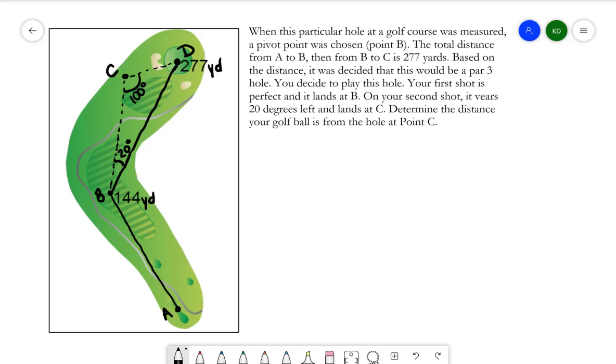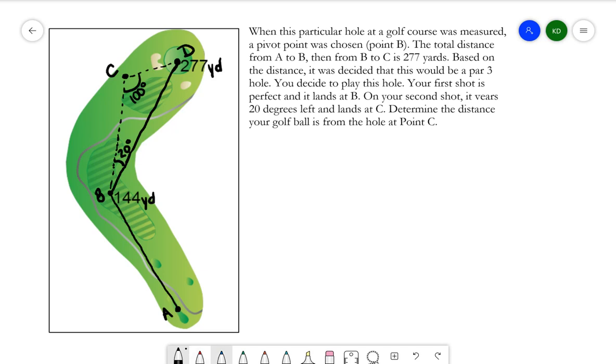When this particular hole at a golf course was measured, a pivot point was chosen at point B. The total distance from A to B, then from B to C, is 277 yards. Based on the distance, it was decided that this would be a par 3 hole. You decide to play it. Your first shot is perfect and it lands right at B. On your second shot, it veers 20 degrees left and lands at C. Determine the distance your golf ball is from the hole at point C.